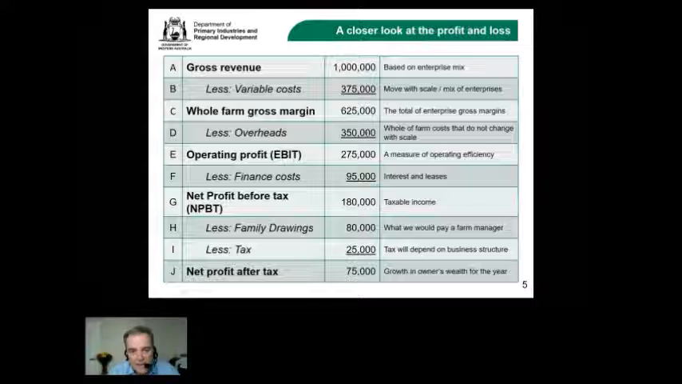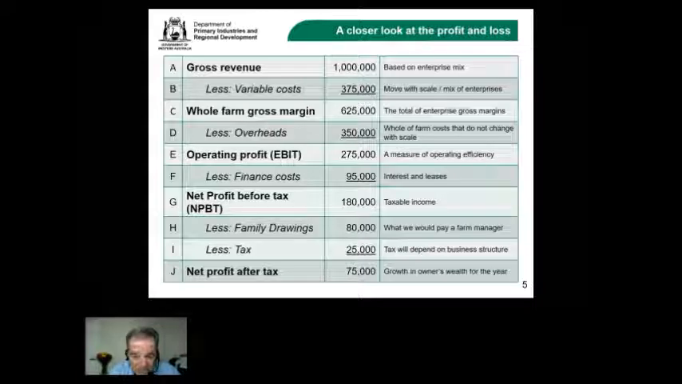Then what we do is we take off overheads, and we separate overheads from variable costs because they behave differently. We can't allocate them simply to each enterprise we have on the farm. Overheads tend to be a bit more fixed in nature. They don't tend to go up and down with how much revenue we generate.